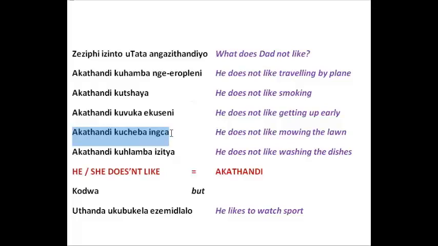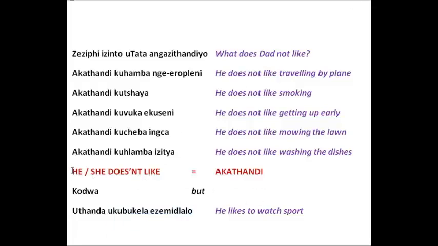Akathandi kucheba ingca. He does not like mowing the lawn or cutting the grass. Akathandi kuhlamba izitya. He does not like washing the dishes. Kodwa, but uthanda ukubukela ezemidlalo. He likes to watch sport. So the vocab, hamba nge-aeroplane, traveling by plane. Ukuchaya, to smoke. Ukuvuka ekuseni, to get up early. Ukucheba ingca, to mow the lawn. Kuhlamba izitya, to wash the dishes. Kubukela ezemidlalo, to watch sport.